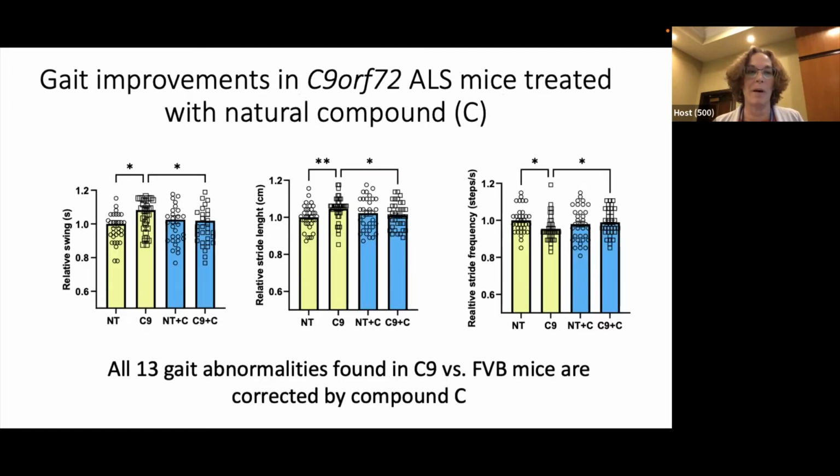We've used this compound to test gait in C9orf72 ALS mice. So we've just completed this big trial using this compound in the mice. And you can see these differences in DigiGait behavior between the non-transgenic and the C9 mice, and then the treatment with this drug rescues those changes. And altogether, there are 13 different DigiGait abnormalities that are found between the C9 versus FVB control mice, and all 13 are corrected by this compound C.